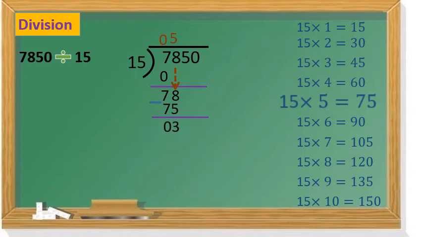Again 3 is smaller than 15. So we will go for the next number, that is 5. We will write 5 down. Now it is 35. 35 is larger than 15. Again we will move to the table. Yes, 15 twos are 30 is suitable, because 15 threes are 45, which is larger than 35. 2s are how much? 30. Now 35 minus 30 is 5.